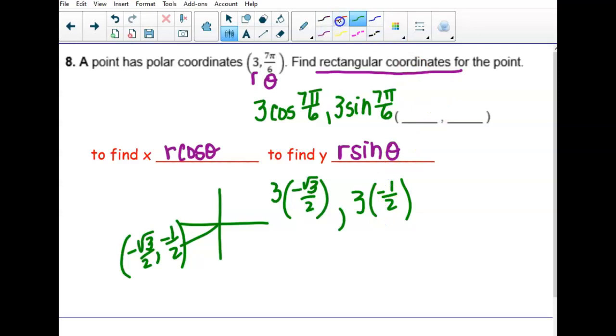Nice, disgusting answers, guys. How do you write that? 3 times negative square root of 3 over 2. Three times negative 1/2 would be negative 3/2. That is a multiple choice question on the quiz, but what else could you check for the choices? Could you check what quadrant it's in? Okay. Questions? How we did that? Okay.